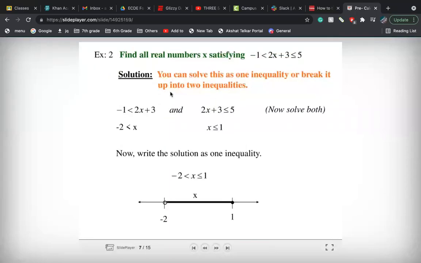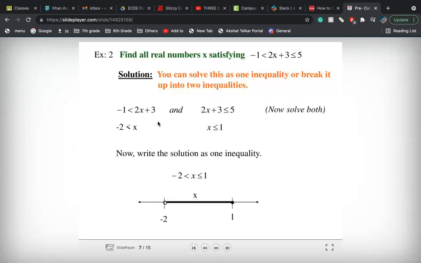Okay. Now we're going to find all real numbers x satisfying negative 1 less than 2x plus 3 less than or equal to 5. Okay, so make sure you see that the less than or equal to 5 part right here is in bold. It's a dark close on that one, meaning it applies. So what you want to do here is break it up into sections. As shown in the example, you want to break negative 1 is less than 2x plus 3 as one section, and then 2x plus 3 is less than or equal to 5 as another section.